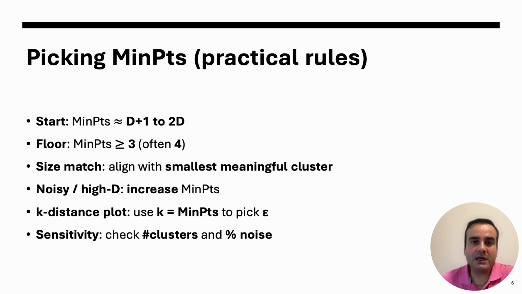Use the k-distance curve with k equal to the minimum number of neighbors to choose epsilon at the elbow. Then run a quick sweep of epsilon and minimum number of neighbors and report how cluster count and noise fraction change to justify the setting.